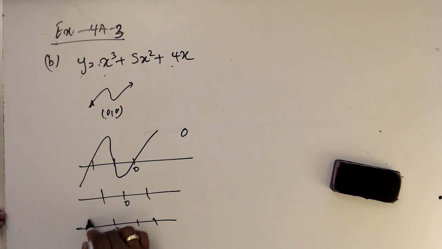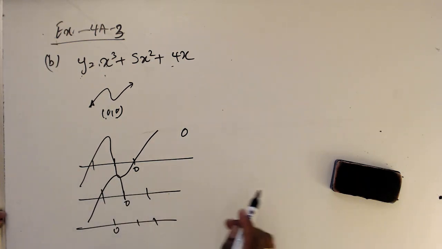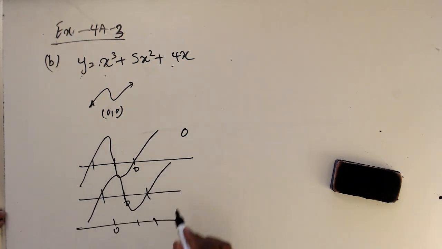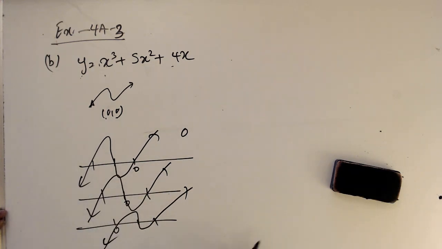If this is the one, the graph is going like this. If this is the one, the graph is going like this. So it is one of these, according to the other two roots. There are two other roots, and so I just get an idea about the curve. Now we'll find them.